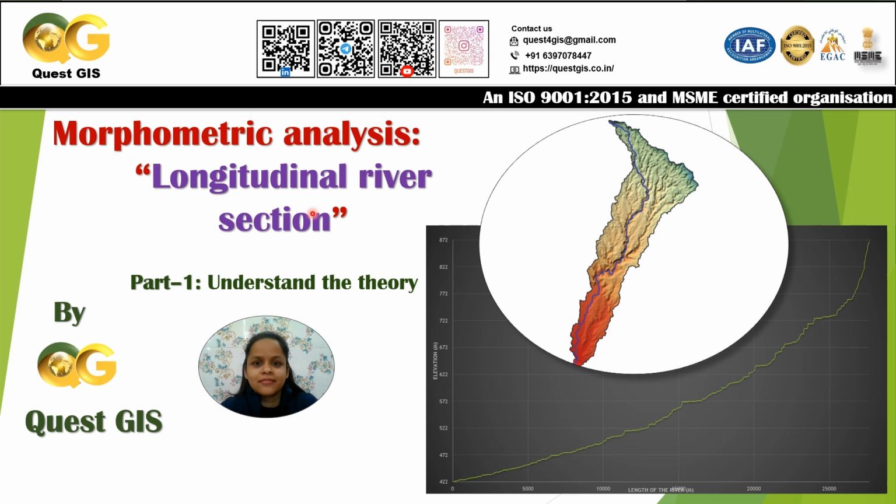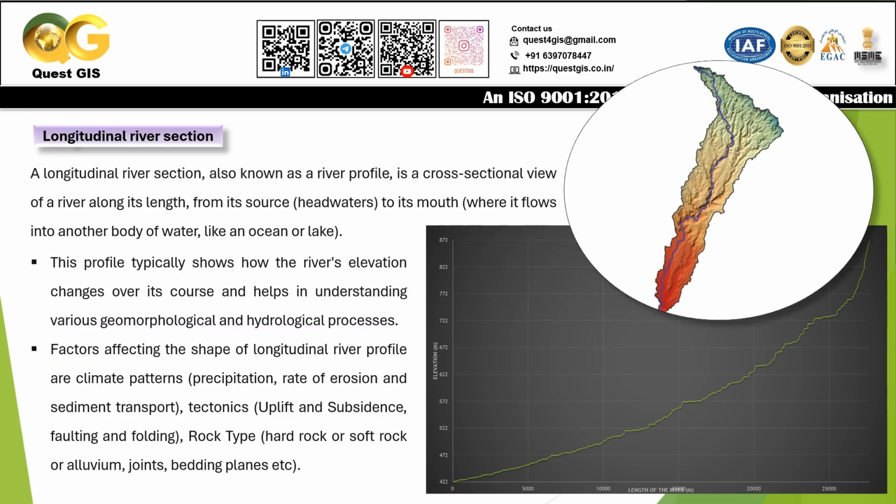So let's begin by first understanding what longitudinal river profile sections are and their significance in the long-term evolution of landscape. A longitudinal river section, also known as a river profile, is a cross-sectional view of a river along its length. You see, this is the length of the river, from its source, the headwaters, to its mouth, where it flows into another body of water like an ocean, lake, or maybe another river.